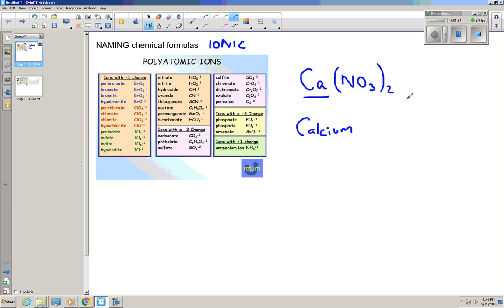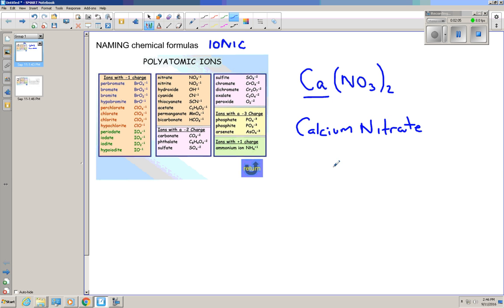And if you're starting with a radical, it's even easier. You just say the name of the radical. So this radical, NO3 minus 1, is nitrate. So I'm just going to say calcium nitrate. And that's it. That's how you name something that starts with a metal or may have a radical in it. Even if you had a situation like we did last time with ammonium nitrate, you just say what it is.